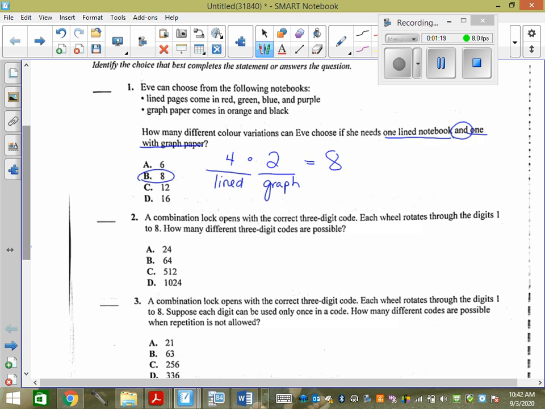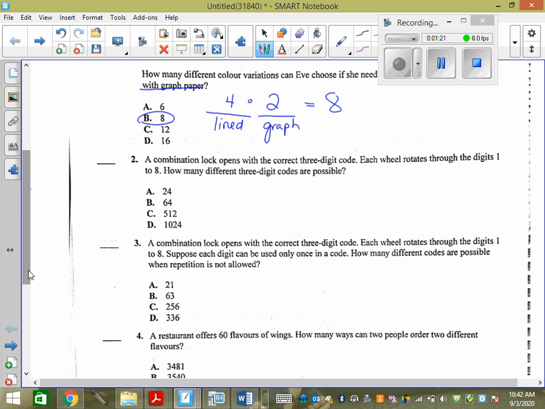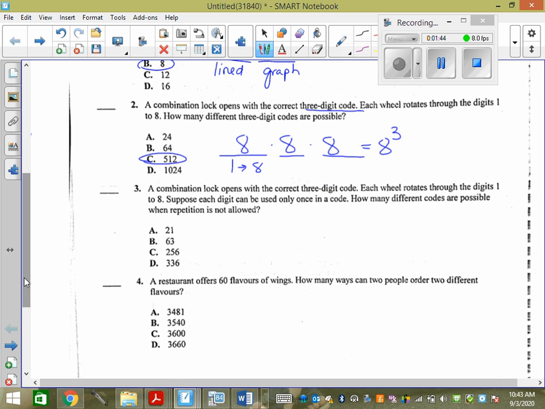Number 2, a combination lock opens with the correct 3-digit code. Each wheel rotates through 1 to 8. How many different codes are possible? So 1 to 8 for each one, right? So how many for each? 8. Which is the same as 8 cubed, which is 512.